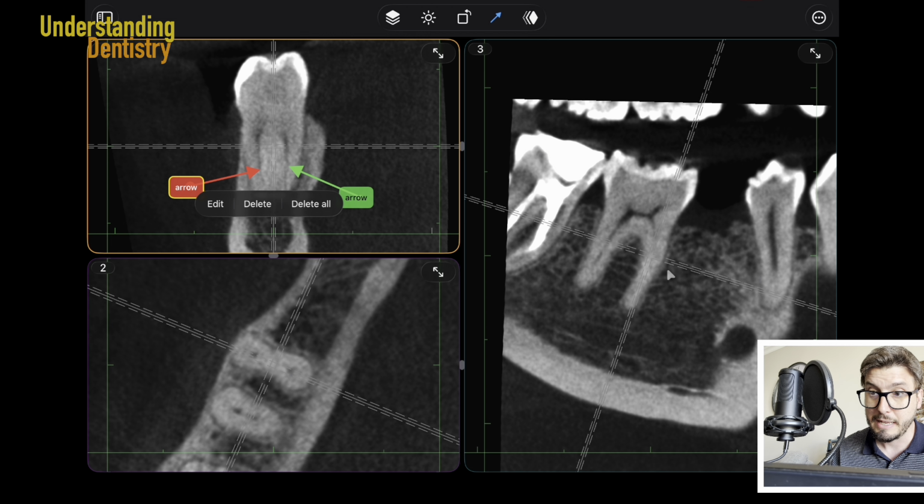Take a look at this. So the sagittal image here on the right side of the screen is showing where we are obtaining our cross-sectional images. If you guys don't remember this, go back to the video about how to read CBCT.